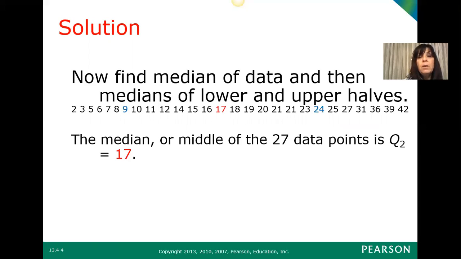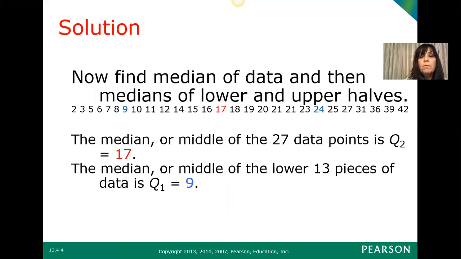Remember, if it was an even number of pieces of data, we would have to take the average of the two pieces that are in the middle. I have denoted that 17 in red, so you can see that the middle of all of the data is at 17. Then we will look for the middle of the lower half.